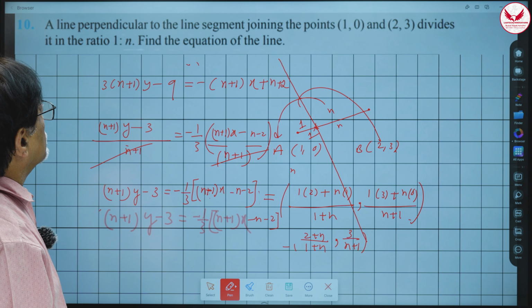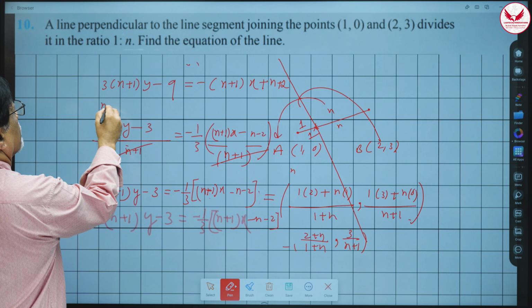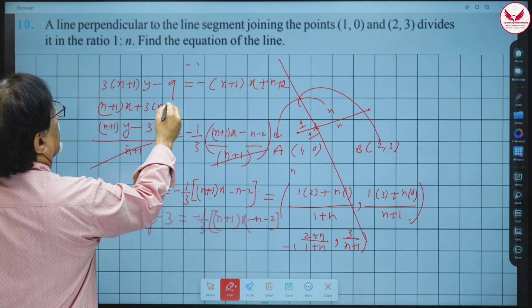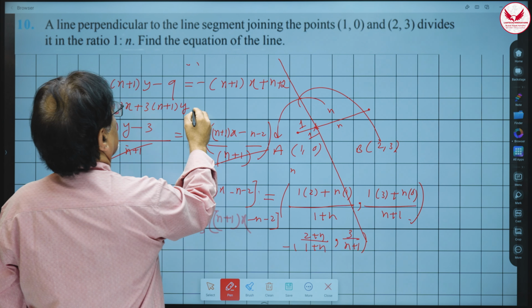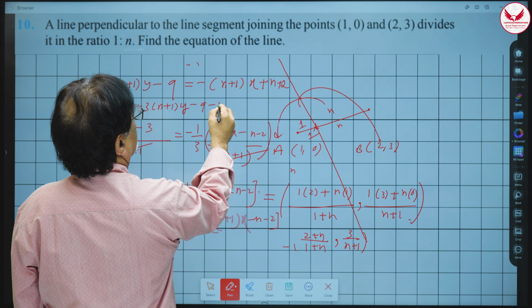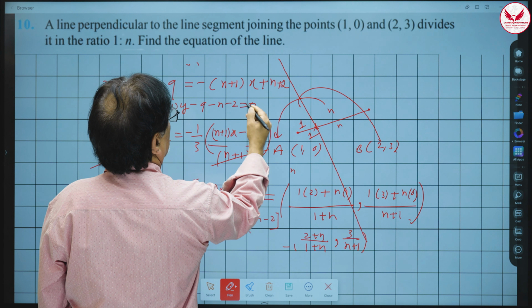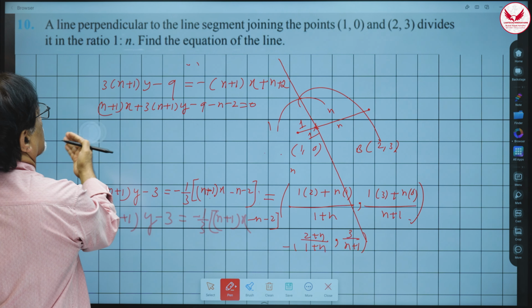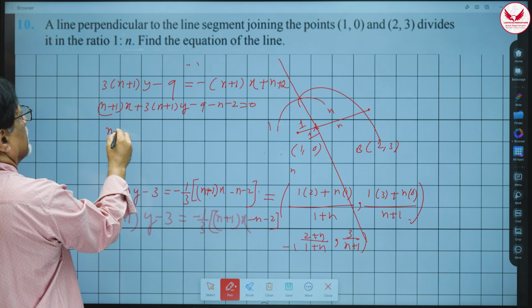Correct? So that means (n+1)x plus 3(n+1)y minus 9 minus n minus 2 is equal to 0. Which means if you take out n plus 1 common, then it is x plus 3y minus 11 minus n is equal to 0. That happens to be the equation of this line. Okay? Fine. Now let us have a look at the next question.